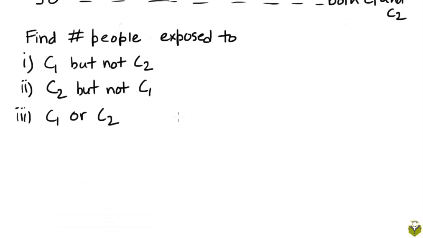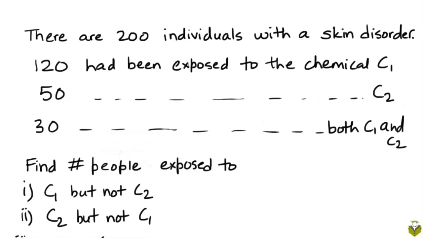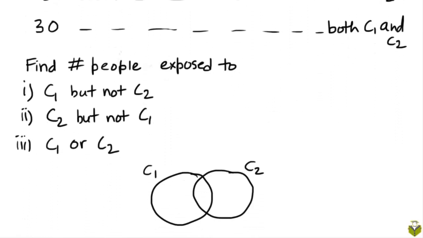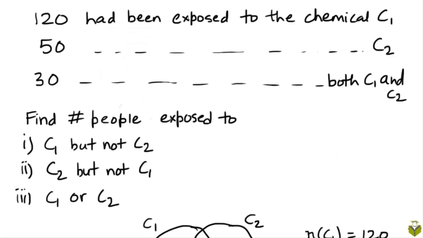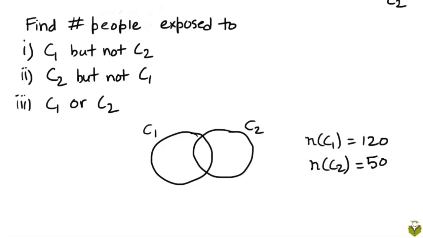So let's draw a Venn diagram again. Let's say this is the set of people exposed to the chemical C1. This is the set of people exposed to the chemical C2. We are given that 120 were exposed to the chemical C1. So N of C1 is 120. 50 had been exposed to the chemical C2 and 30 to both.